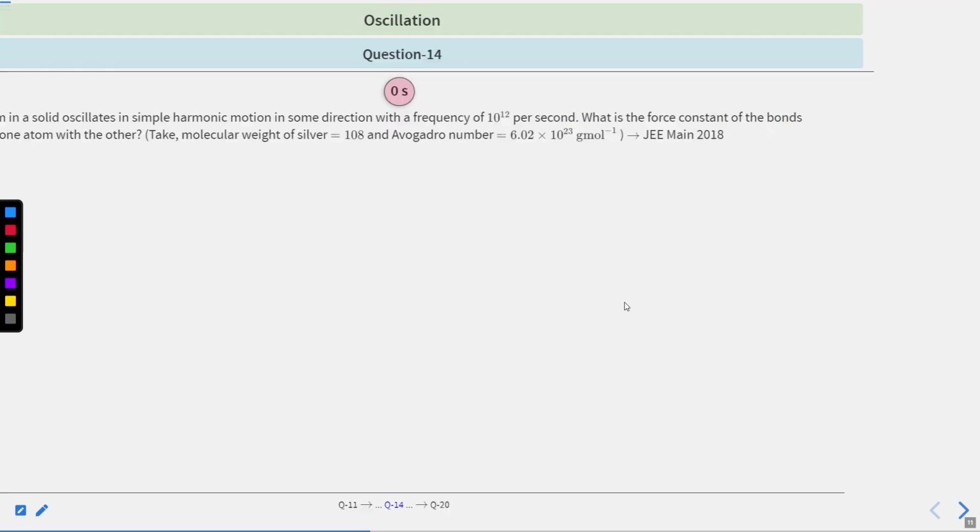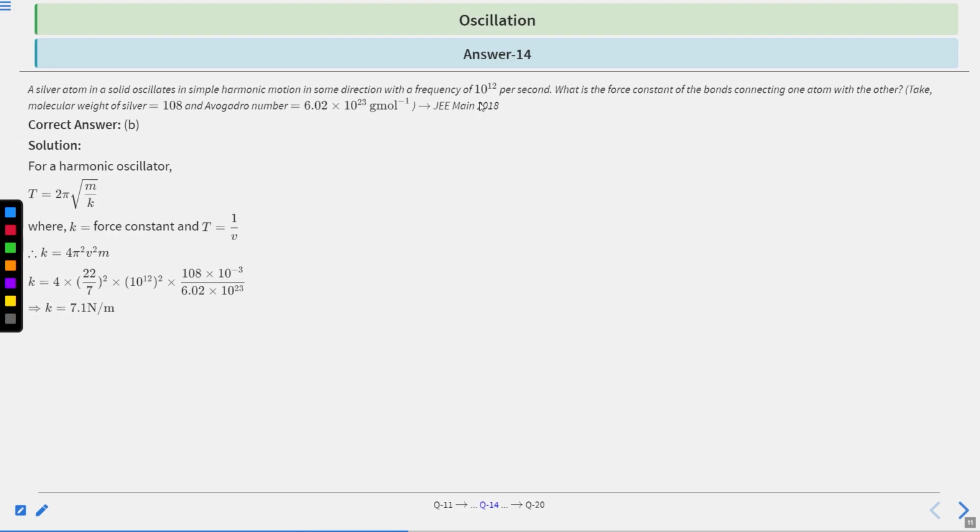Let's find a solution. So the given frequency is 10 raised to the power 12 per second. For a harmonic oscillator, T equals 2 pi under root m divided by k. This is the time period for the harmonic oscillator, where m is the mass and k is the spring constant, or force constant. So T equals 1 divided by nu, the frequency.